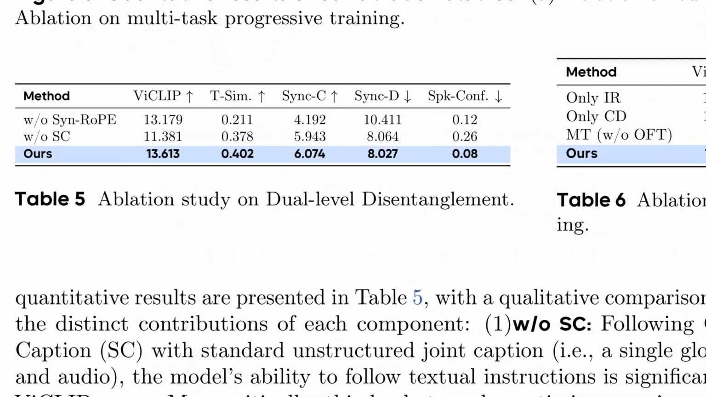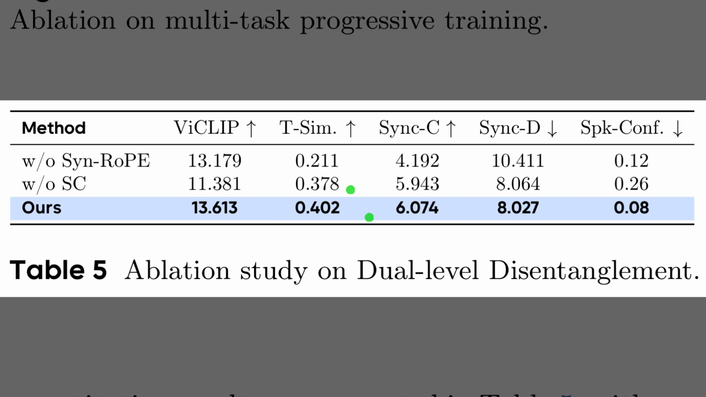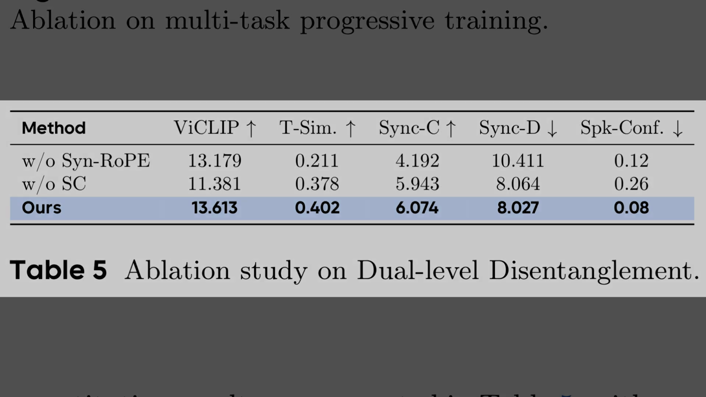So, Table 5 quantifies these ablation results. If we look at the row without structured captions, labeled with OSC, the speaker confusion score on the far right jumps to 0.26. This confirms that without explicit captions, the model struggles to assign the right voice to the right face. Meanwhile, the top row shows that removing the synchronized rope causes timbre similarity to drop sharply to 0.21, indicating that these embeddings are crucial for preserving voice identity.